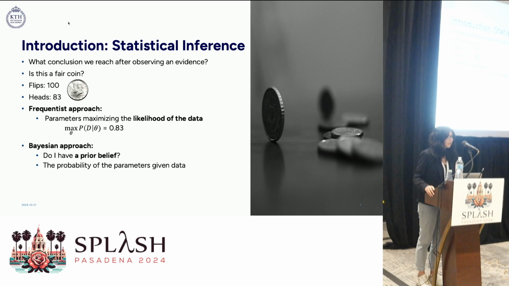But a Bayesian approach, which most probabilistic programming languages focus on, says that, okay, do we have a prior belief? Do we believe that this coin is fair? Then it takes that into account, and on top of this likelihood, it also includes the prior to calculate the posterior, which is the probability of parameters, or in this case, the probability of heads given data.